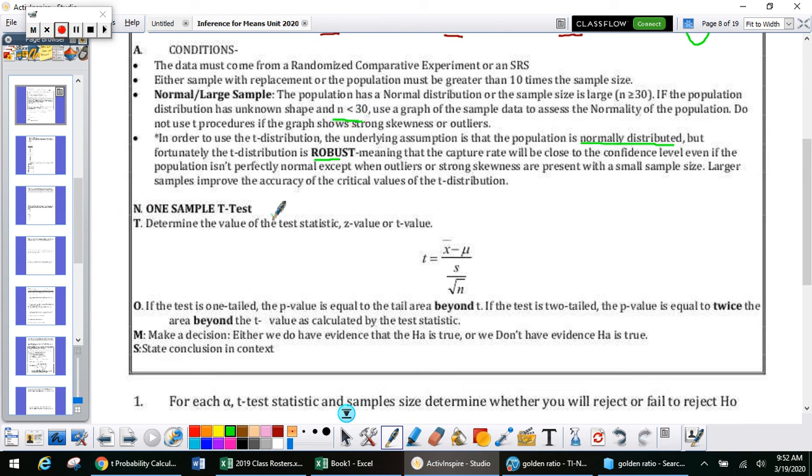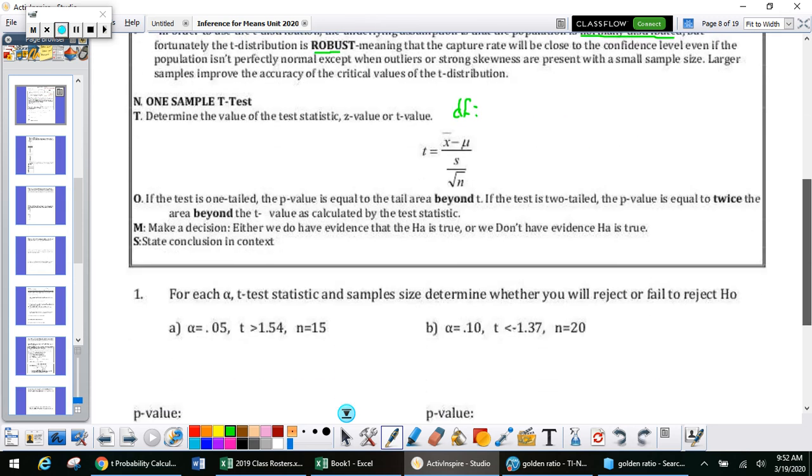Name: one sample t-test. Our test statistic is this new formula here. We take our sample mean, x bar, minus the population mean, mu, divided by S over the square root of n. And again, the key thing is going to be in here your degrees of freedom, because that's going to determine which curve that you're in. Okay? Our p-value will be the area beyond it, and we'll use technology to help us figure that out, make a decision of whether to reject or fail to reject, and state the conclusion in context.